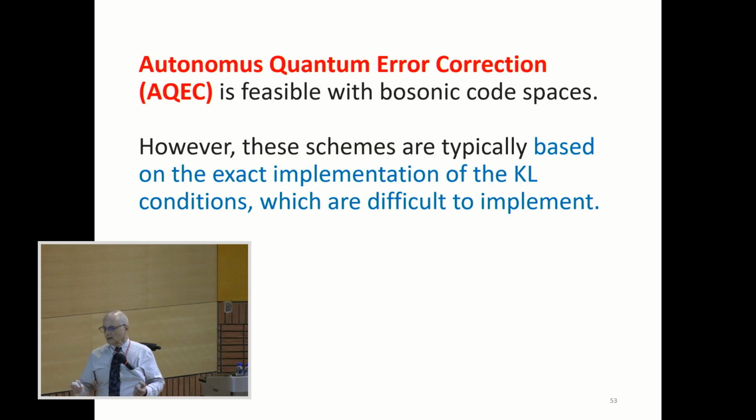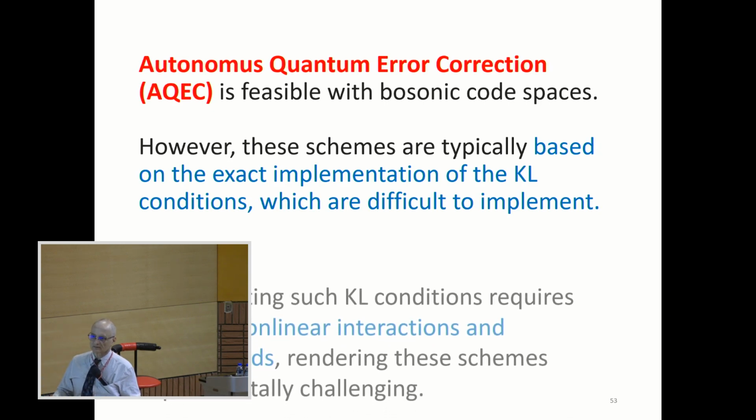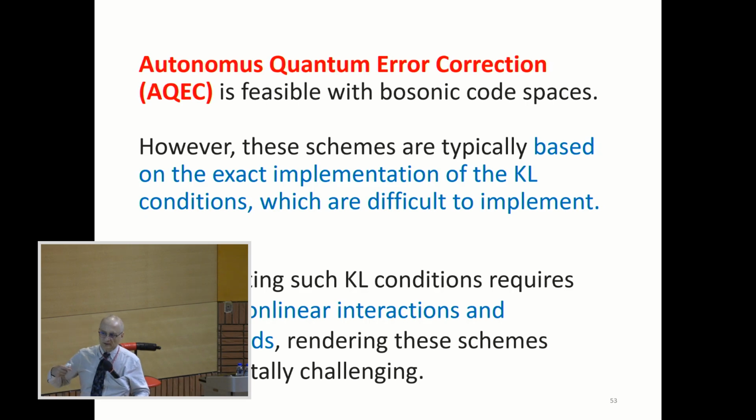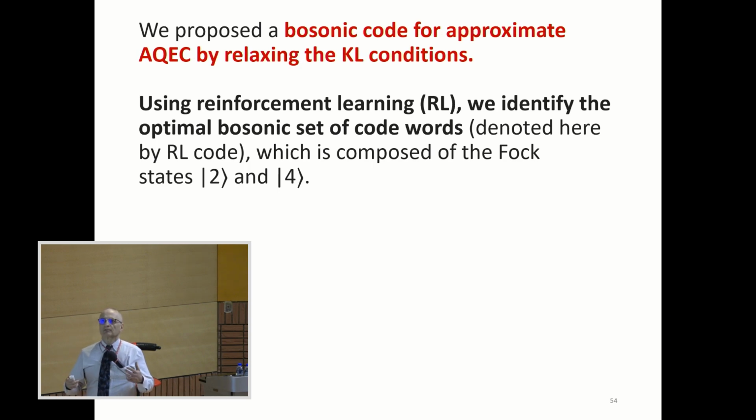The downside of these Bosonic code spaces is that they're based on the exact implementation of the Knill-Laflamme conditions, which are difficult to implement in practice. So it requires multiple interactions and control fields. Experimentally, these are messy. So we proposed a Bosonic code with this approximate autonomous quantum error correction, relaxing these Knill-Laflamme conditions. And using reinforcement learning, we identify the optimal Bosonic set of code words, the basis sets, which are composed of states that have 2 photons or 4 photons.